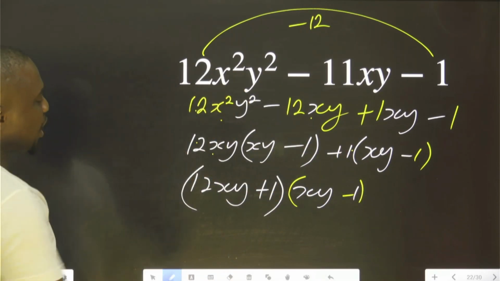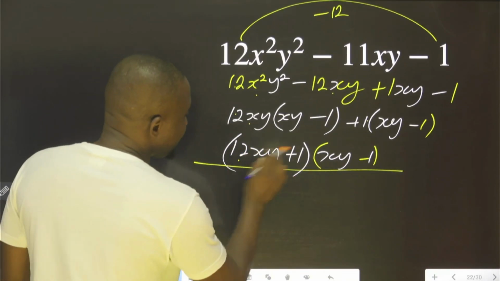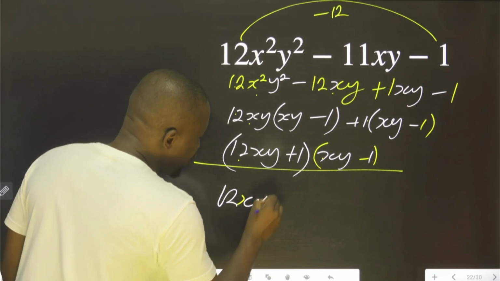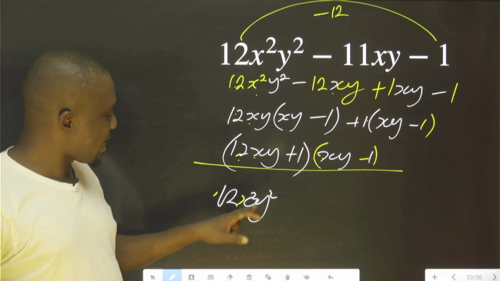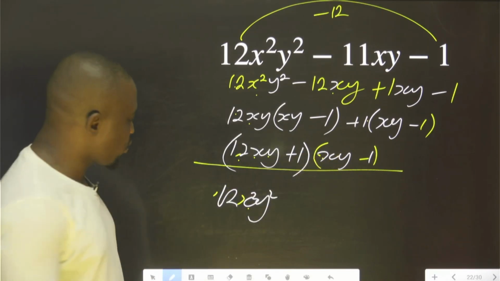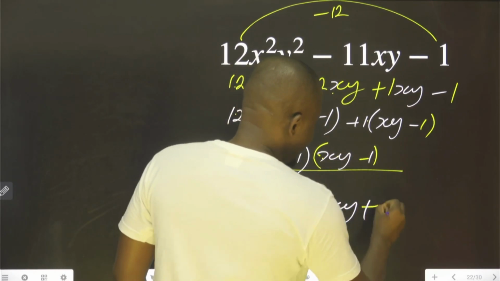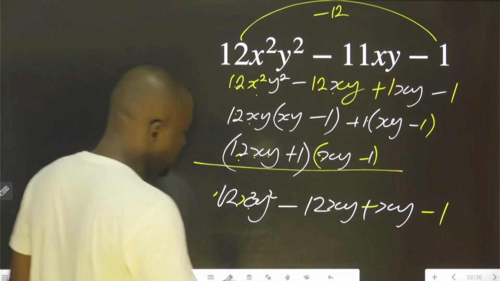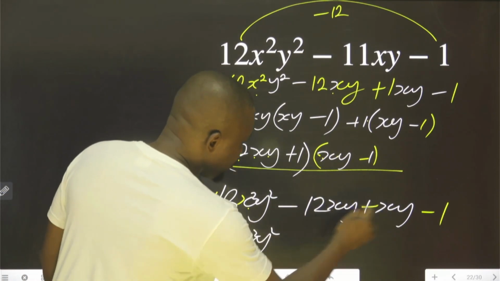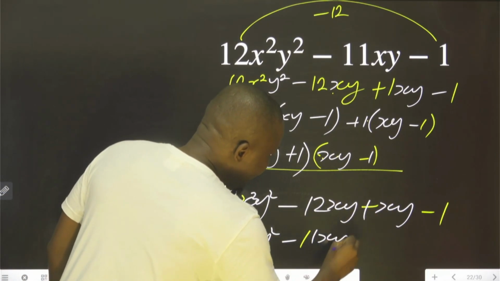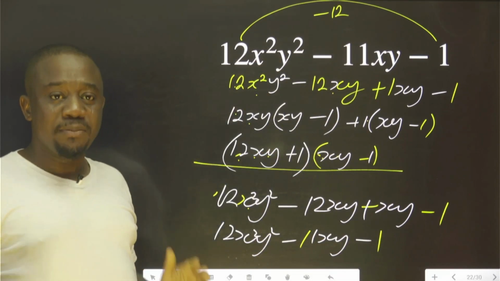If you expand this, you have this. Let's expand. This multiplied by this is 12SY, that is 12 S squared Y squared. Minus 12SY plus SY minus 1. This and this will produce minus 11SY minus 1. So you can see the same thing. It means we are correct.